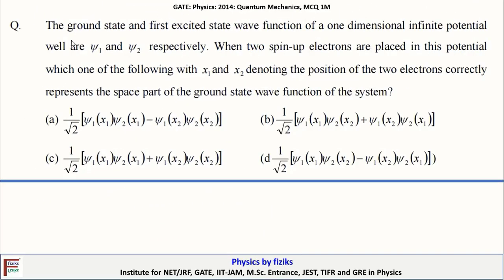The ground state and first excited state wave functions of a one-dimensional infinite potential well are psi1 and psi2 respectively. When two spin-up electrons are placed in this potential, which one of the following, with x1 and x2 denoting the positions of the two electrons, correctly represents the space part of the ground state wave function of the system? So we have to determine the ground state wave function. Solution.